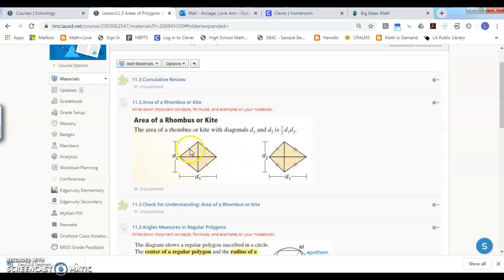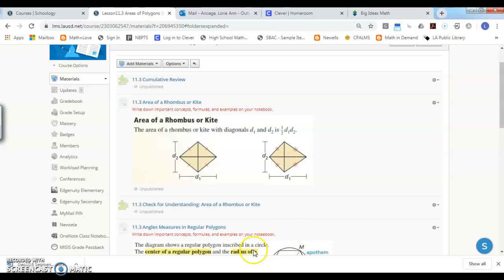So if you remember, by definition, a parallelogram is a rhombus if all its sides are congruent, while a quadrilateral is a kite if two pairs of adjacent sides are congruent to each other. And if you recall some of the properties in both rhombus and kite, the diagonals are perpendicular, or they form a right angle.